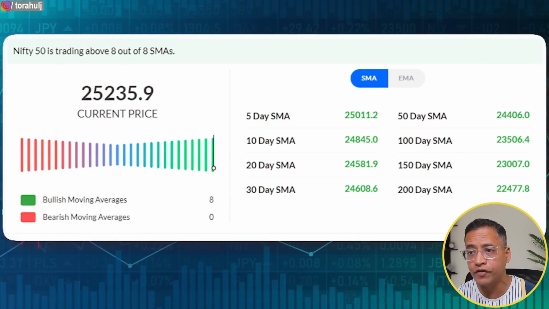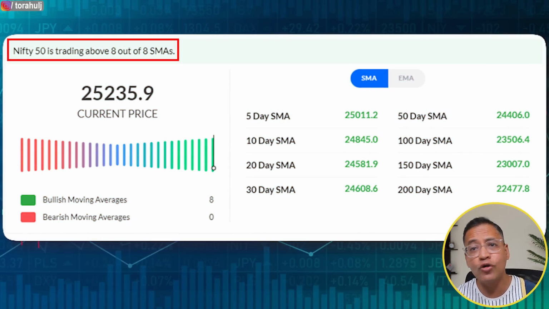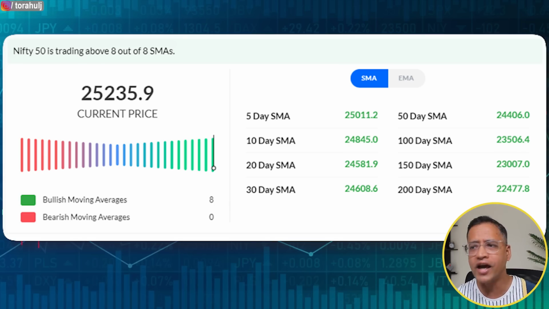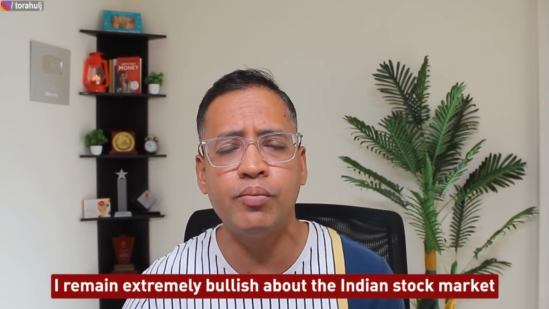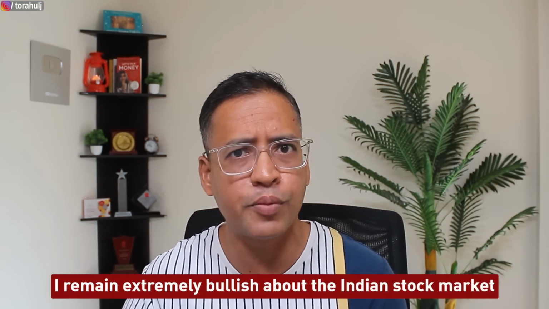Now we cannot really put that into any filters, but right now if we look at the broader sense of the market, if you look at the Nifty 50, for example, you will see that right now Nifty 50 is showing a very bullish pattern because it is trading above 8 out of 8 SMAs. Simple moving averages, you can see 5-day SMA, 10-day SMA. It is trading at a very high level. And in my view, I remain extremely bullish on the Indian stock market for the longer period of time.